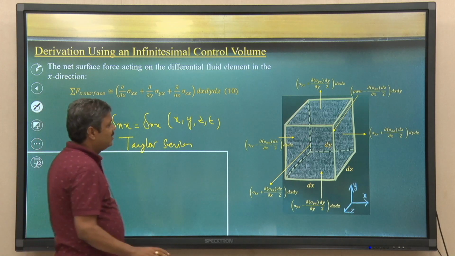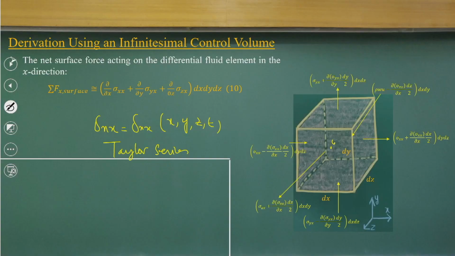The same way, if at these centers I have the sigma x x, what will happen at a surface which is at dx by 2 distance, that is what will come at this part, multiplied with the area, that is what will give a force component. Same way, what is the force component in these directions, I can find out on this surface and this surface. Same way, you can have a sigma y x component, sigma z x component.